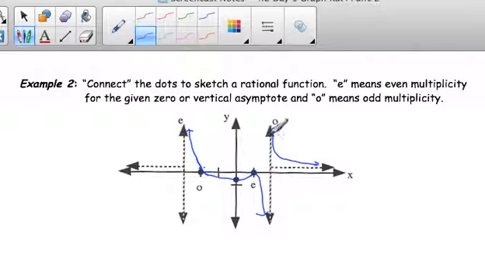And when we cross the vertical asymptote with even multiplicity, that means both ends shoot in the same direction, so both of them are going upwards. And then our graph, as x goes to negative infinity, will approach that horizontal asymptote.